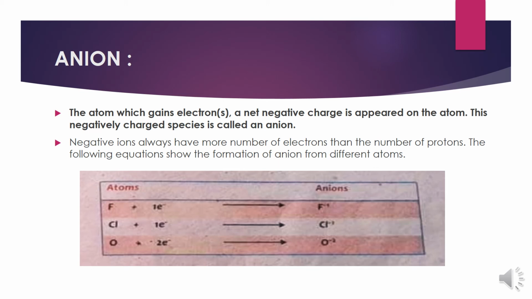The following equations show the formation of anions from different atoms. So the first case is fluorine. By gaining one electron, a 1 minus charge will come. Chlorine gained 1 electron, so the charge is only 1 more, so -1. And oxygen, atomic number 8, has 6 electrons in the outer shell, and it needs 2 electrons. So after gaining 2 electrons, as 2 electrons will be more than protons, a net charge of -2 will come on the oxygen ion. Clear?